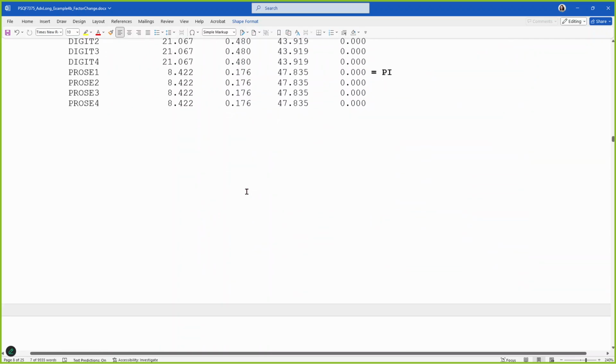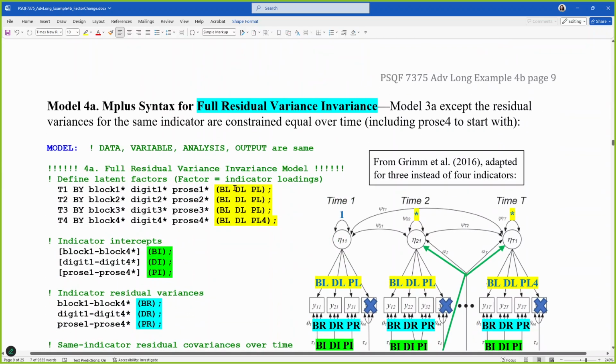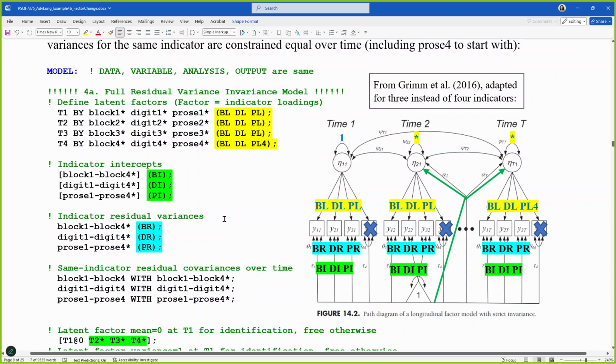So the next step then doesn't have a special name other than strict invariance. So we have weak, strong, strict is analogous to metric, scalar, residual variances. Residual variance invariance. Seriously. And that one's blue. So now we are asking the question, is the amount of the indicator's variance that's due to something other than the factor different over time?